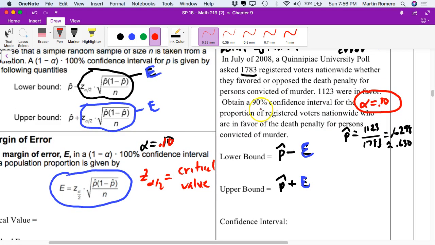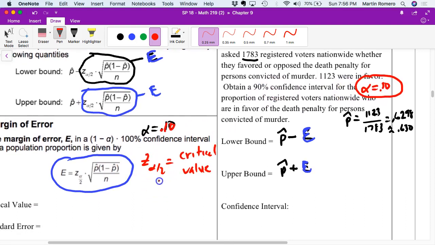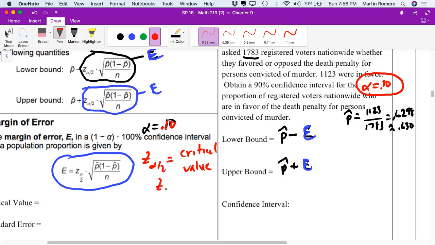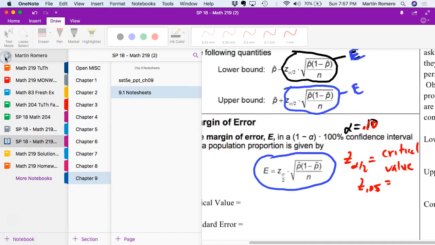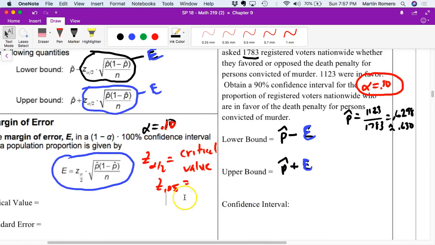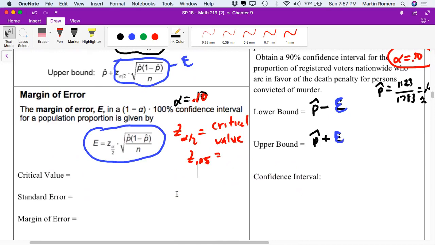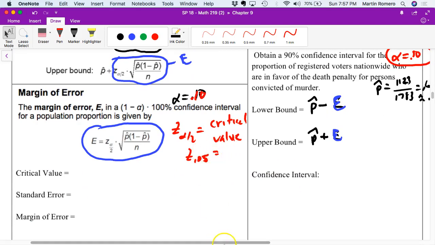The leftover, our percent error, is 10%. Alpha over 2 is then, in this case, we want a critical value of 0.05. We had done this in a homework assignment previously, getting a critical value of 0.05. There's two ways to do that. One way is, so I need a critical value. This is probably the hardest part of finding a confidence interval, the critical value, and it's not that hard.